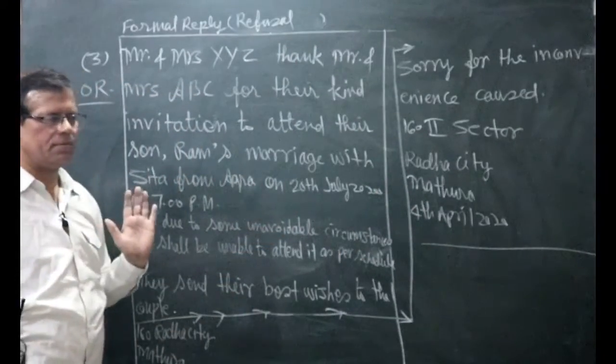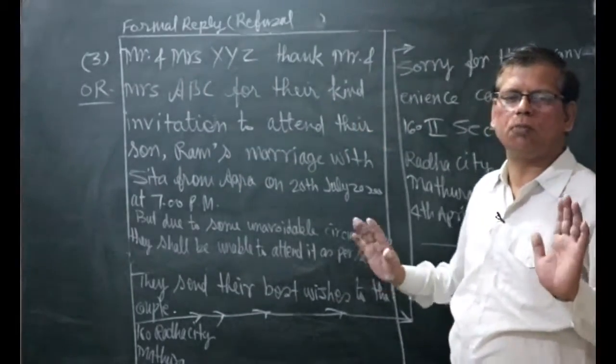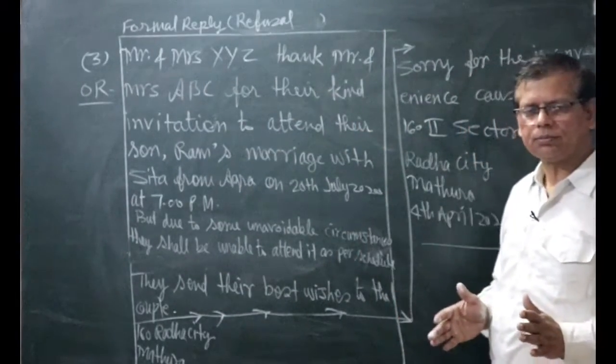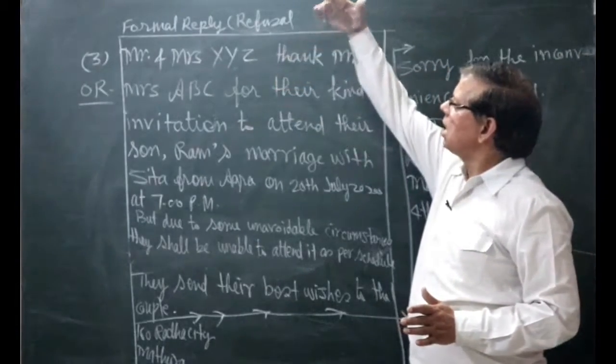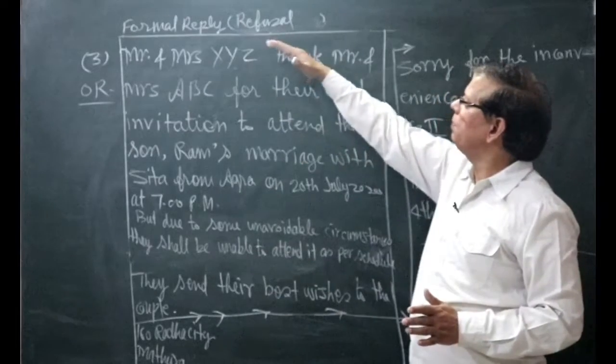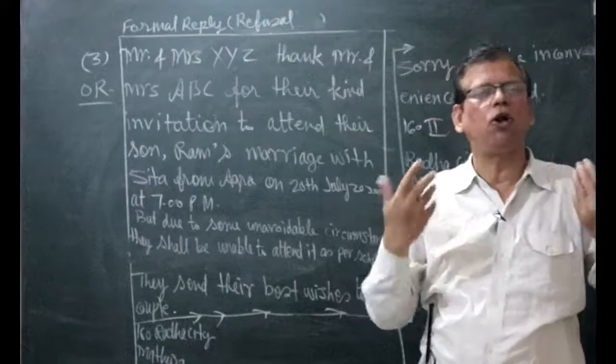Address is already there. Now we discussed the three parts: formal invitation we discussed, formal reply acceptance we discussed, formal reply refusal. Three parts we have discussed. Now we are going to discuss the informal invitation.